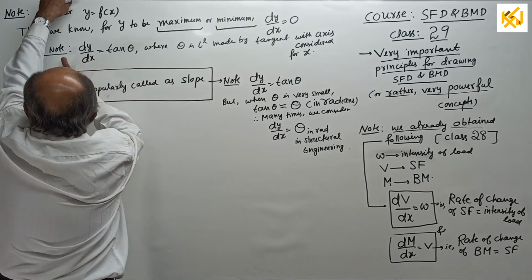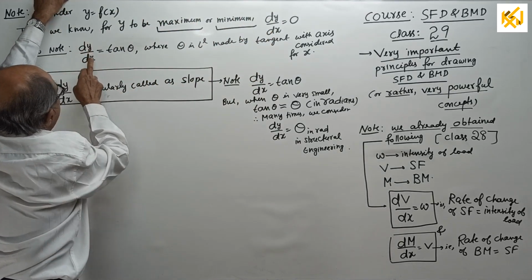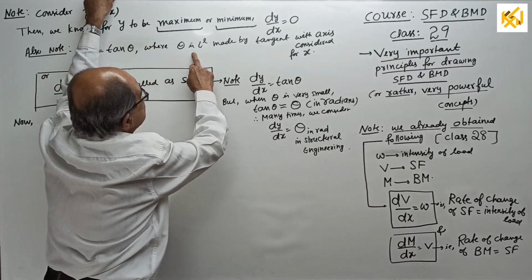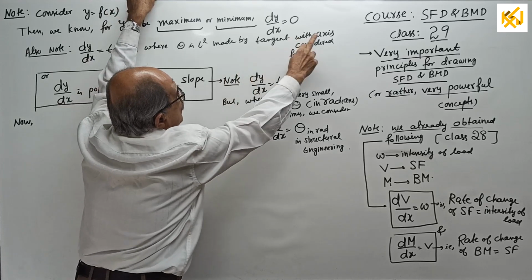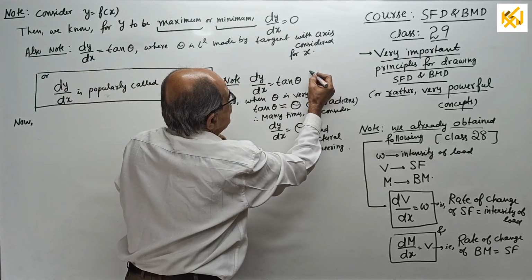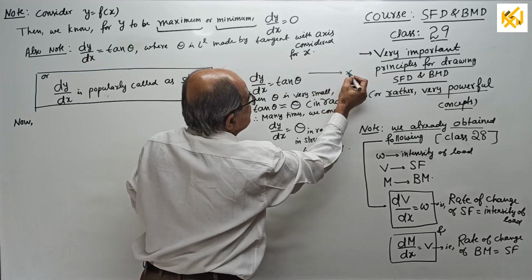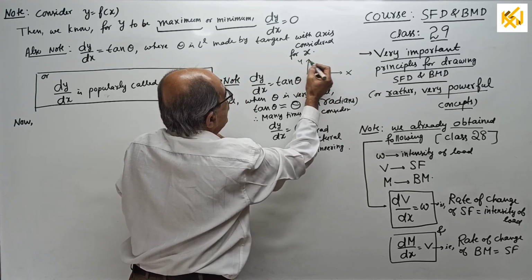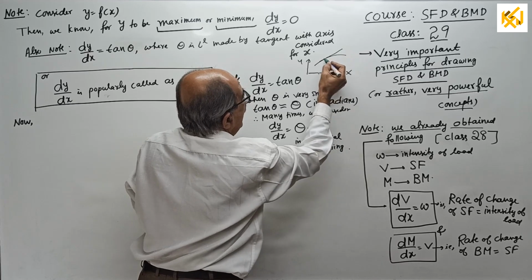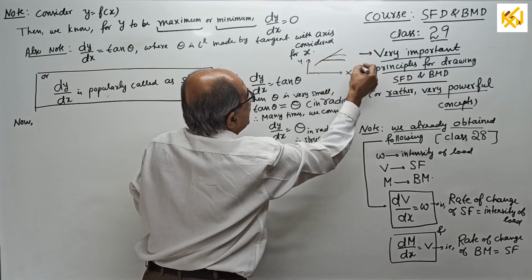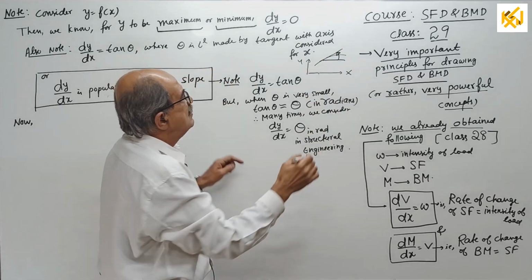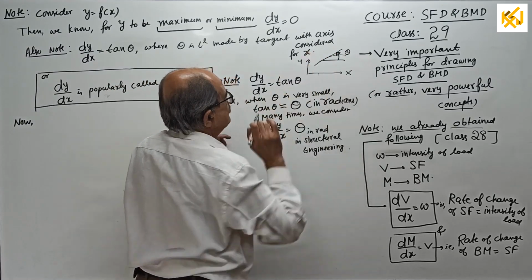See. Also note, dy by dx is actually tan theta, mathematically, where theta is the angle made by tangent with axis considered. Means, by chance, this is how you consider x. This is how you consider y. If curve goes this way, if you draw a tangent here, angle should be considered with the x direction, this way. Anti-clockwise, clockwise, you don't bother. That you worry later. This is theta.